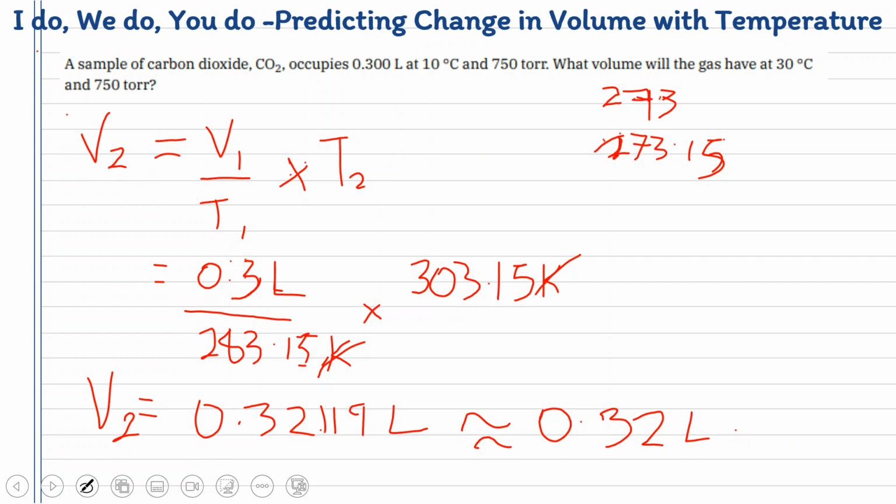Great. What does that tell us? That tells us that when I increase the temperature of the gas to 30 degrees Celsius, my gas is going to expand rapidly, and now it's going to occupy more volume. So it was occupying 0.3 liters. Now it's occupying 0.32 liters. Now, if you don't know how much an increase has happened, you can convert your volume into another volume unit that you are familiar with, and that helps you to know the increase.